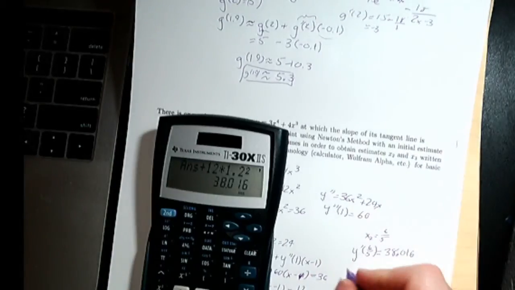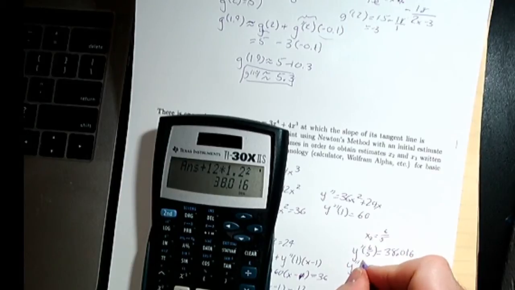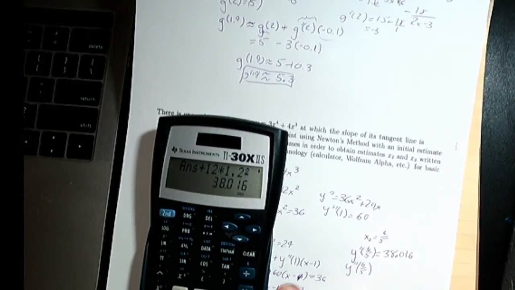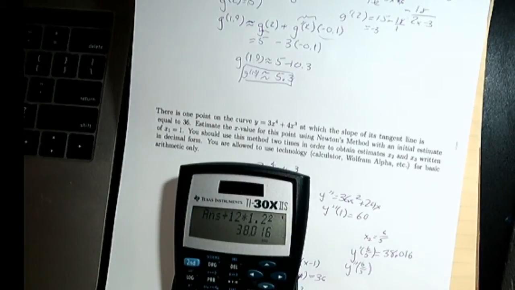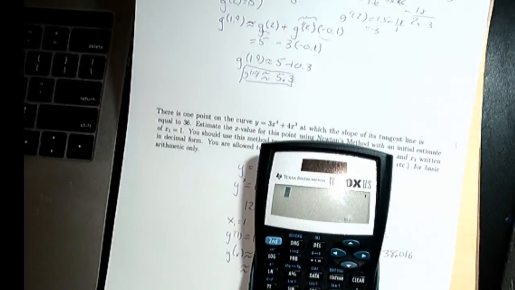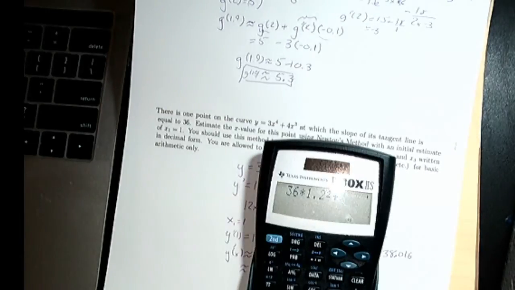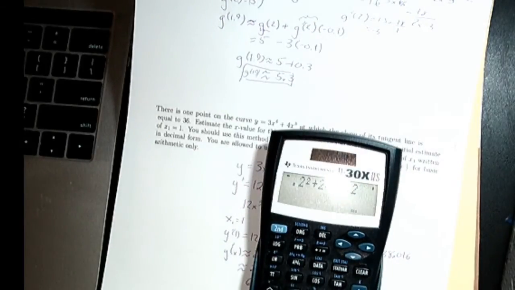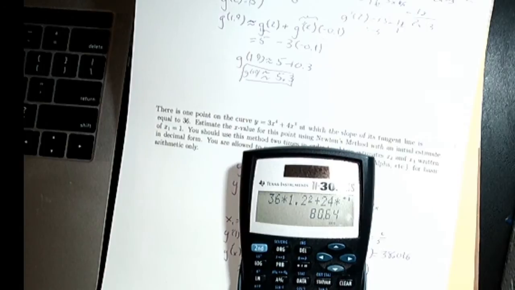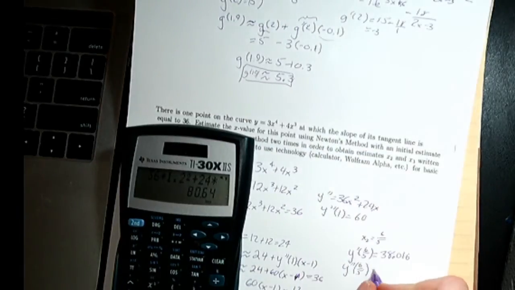How about y double prime? What's the slope at this point? Well, that's 36x squared plus 24, so that's 36 times 1.2 squared plus 24 times 1.2. The calculator should know order of operations properly to be able to do this. And it comes up with 80.64.